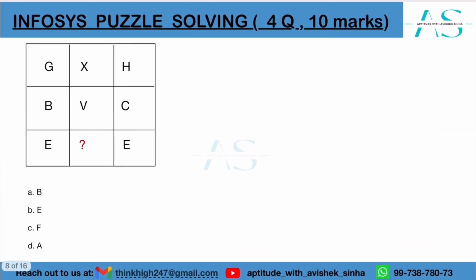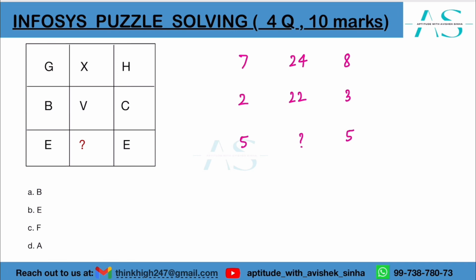Whenever you are given alphabets, try to write down the respective number codes. So for G, it is 7. X, it is 24. H is 8. B, 2. V, 22. C, 3. E is 5, question mark 5. Now, can we have a connection here?